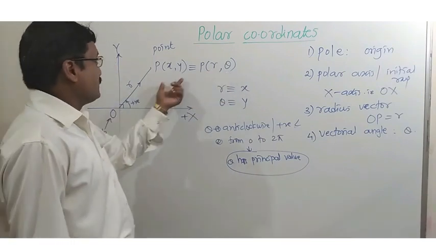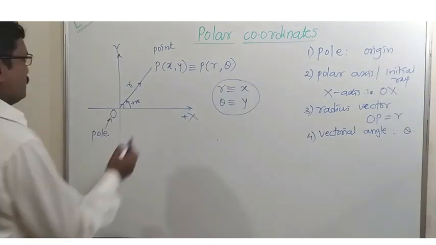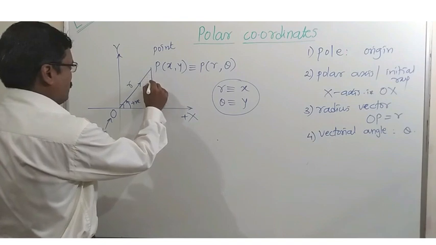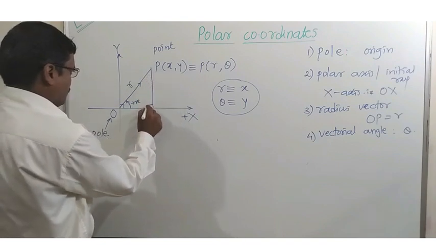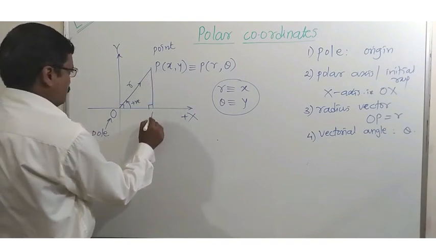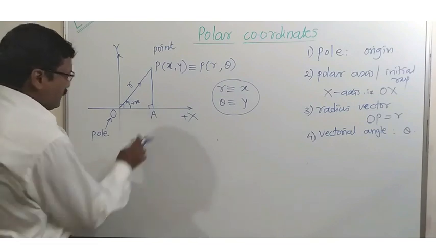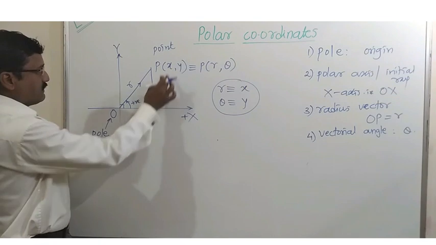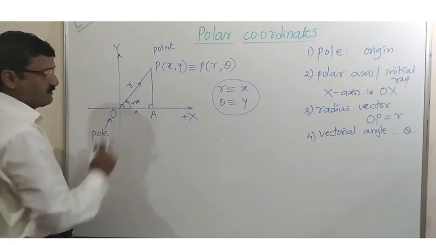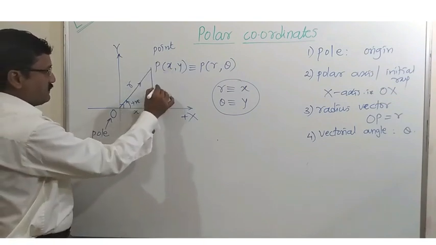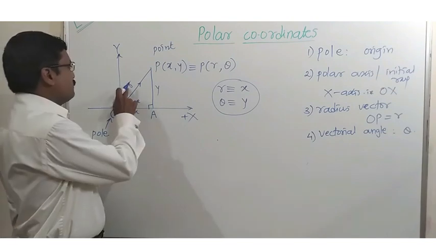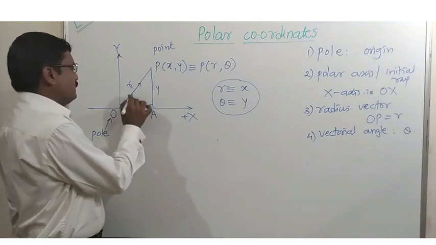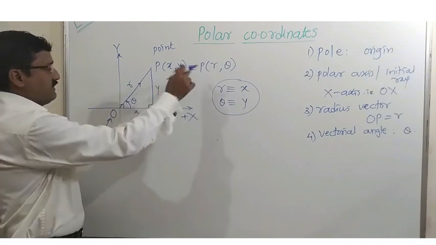Let us see the relation between these x, y and r, theta. If point P has coordinates (x, y), then we can draw a perpendicular from point P on the x-axis. Let this be A, the foot of the perpendicular from P. Then this distance OA is nothing but the x coordinate of this point P, and distance PA is nothing but the y coordinate. Let us find the relation between x, y and r, theta.